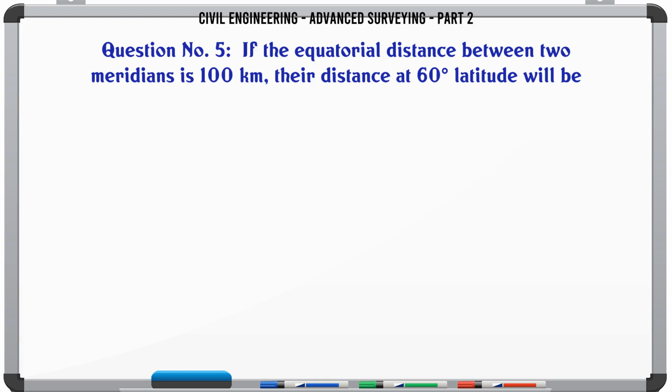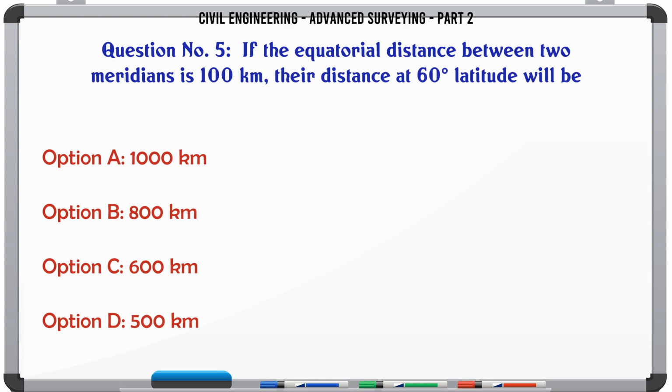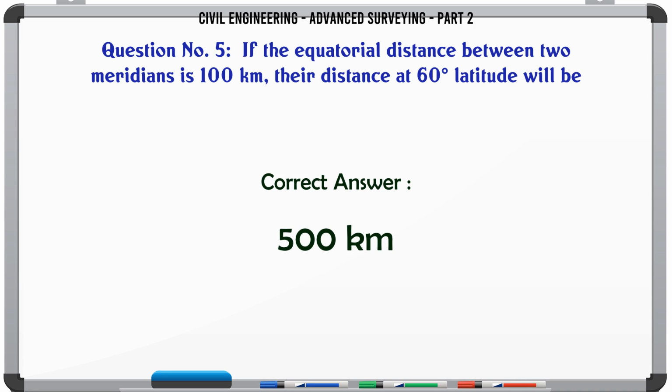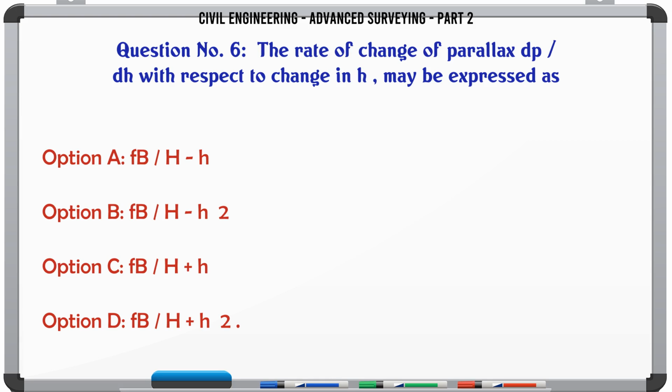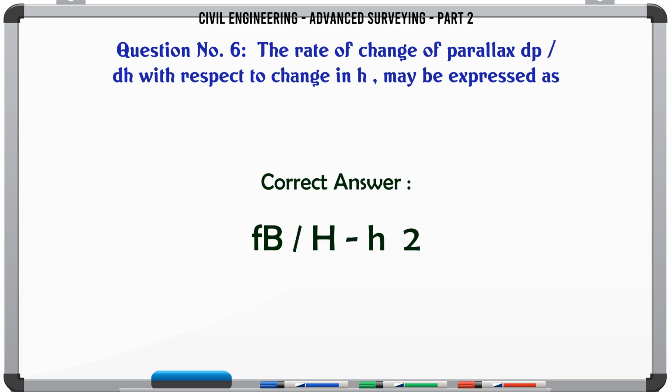If the equatorial distance between two meridians is 100 kilometers, their distance at 60 degrees latitude will be: A. 1000 kilometers, B. 800 kilometers, C. 600 kilometers, D. 500 kilometers. The correct answer is 500 kilometers. The rate of change of parallax dp/dh with respect to change in h may be expressed as: A. fb/h, B. fb/h², C. fbh, D. fbh². The correct answer is fb/h².